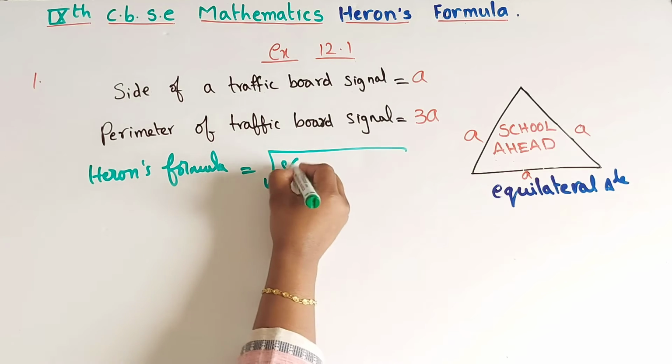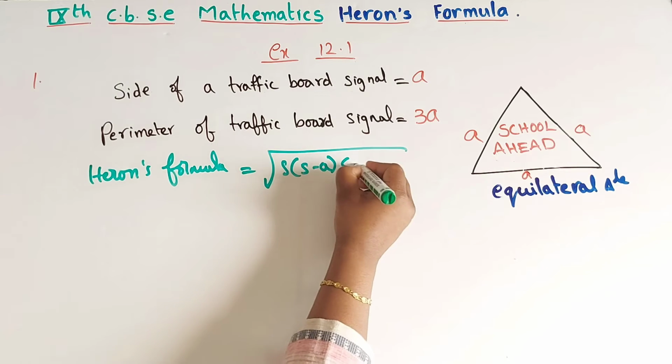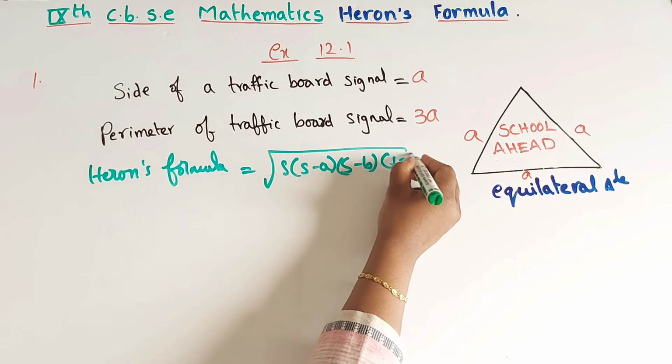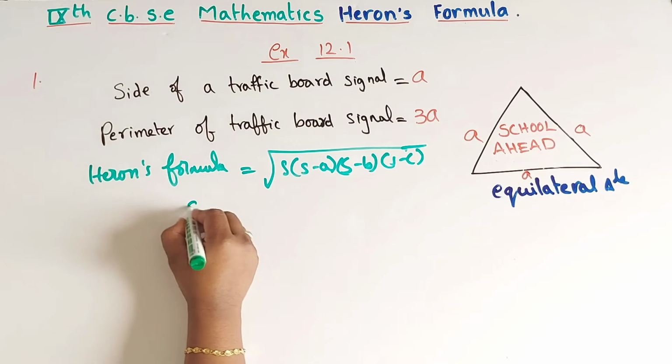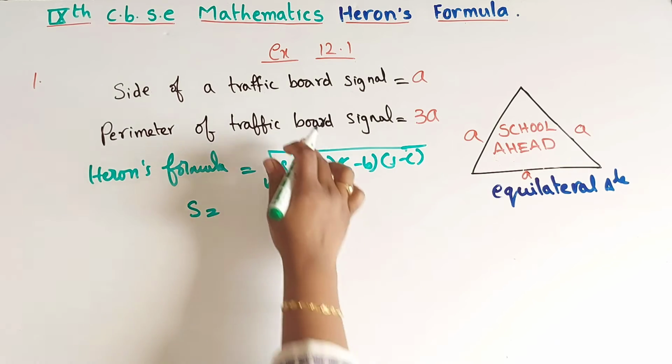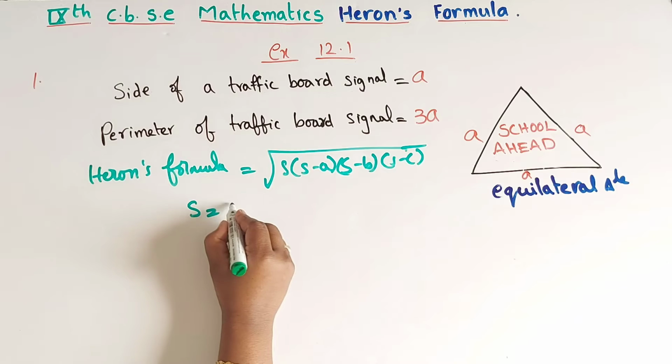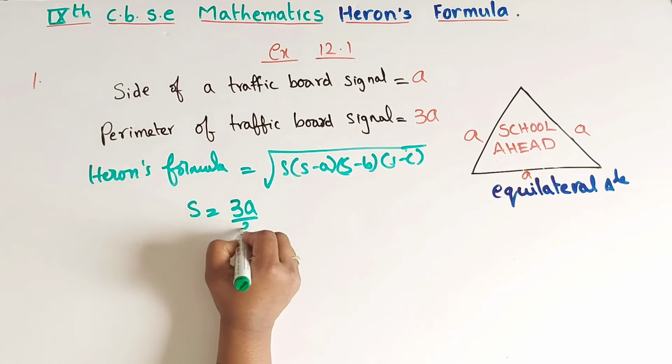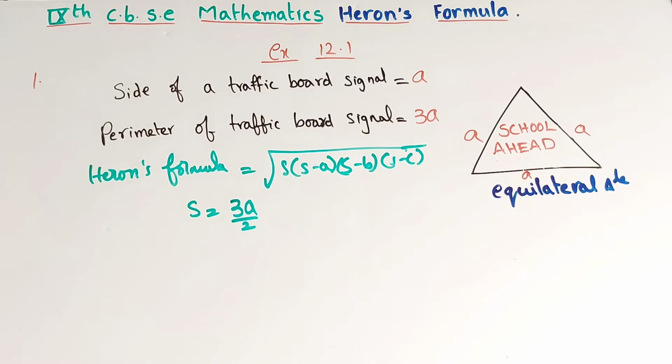Root of S into S minus A into S minus B into S minus C. Here S is the semi-perimeter. We know the perimeter is 3A, so the semi-perimeter means 3A divided by 2. Correct, children? Now we use Heron's formula and find out the area.